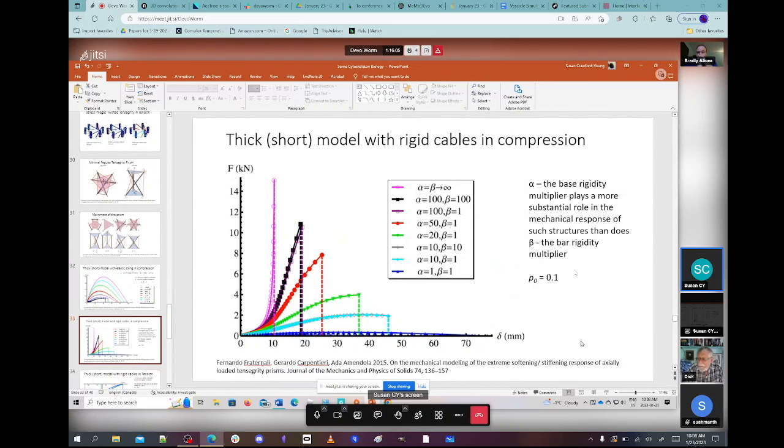Anyway, this is in compression and this is in tension. Susan survived me somehow. I don't mind your questions. They definitely add things. So he made a taller, he called it a slender model as well, and it has different J curves.